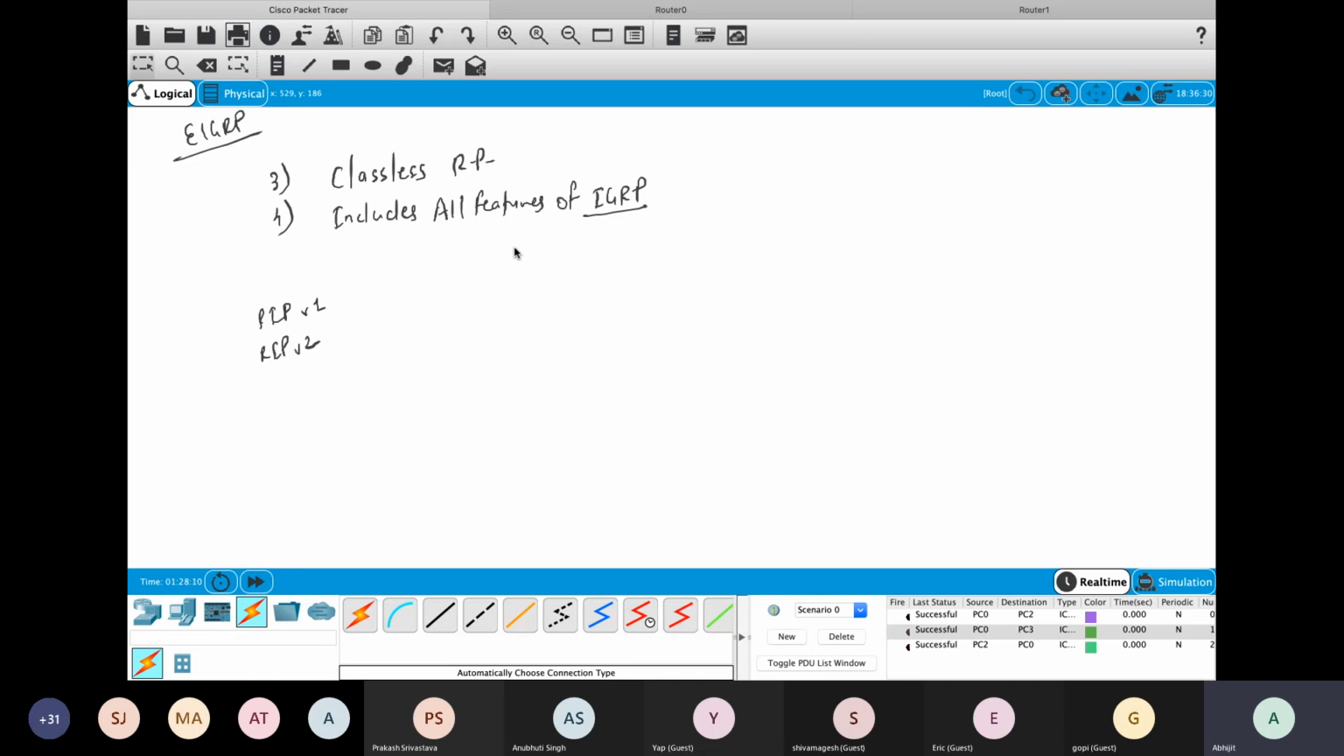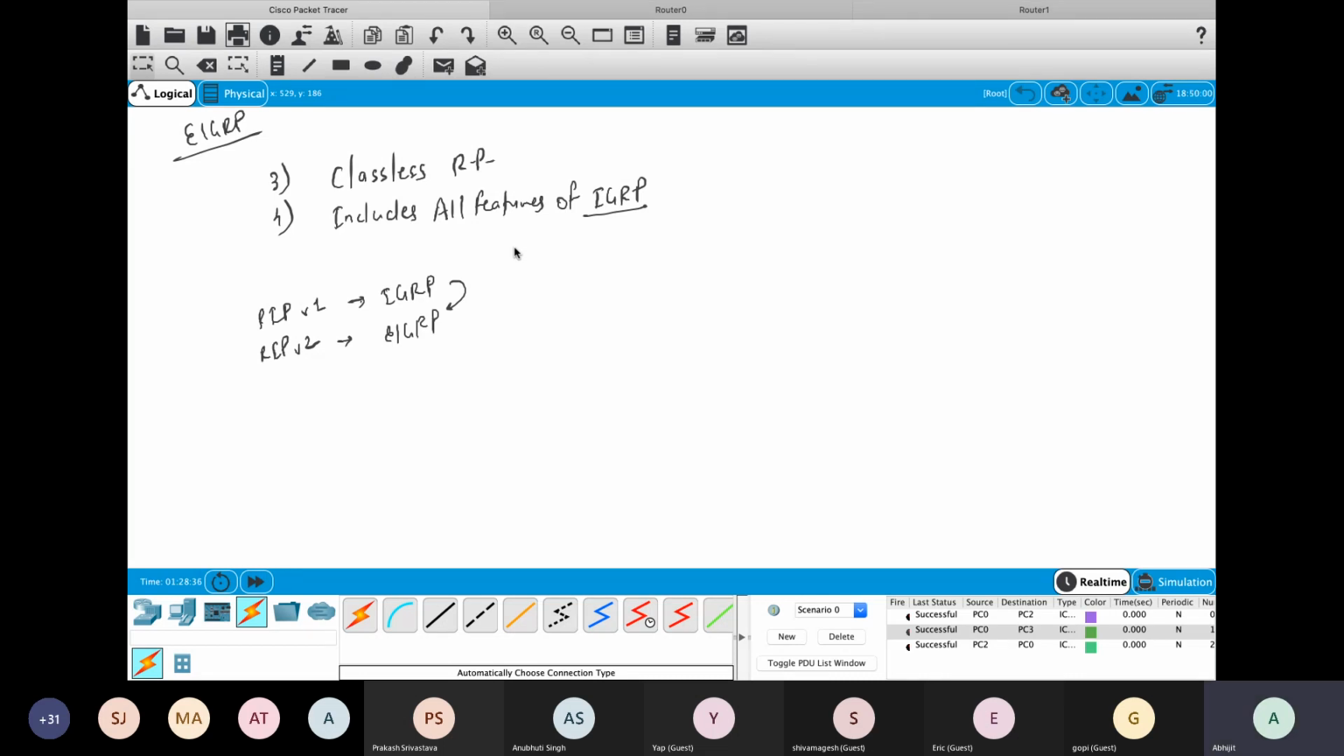Okay, in comparison to RIP version 1, you had IGRP, which is Interior Gateway Routing Protocol. And then you have EIGRP in comparison to RIP version 2, which is an upgraded version of IGRP. So this is how the transition actually worked. EIGRP contains all the features of IGRP, and it has some additional features as well.